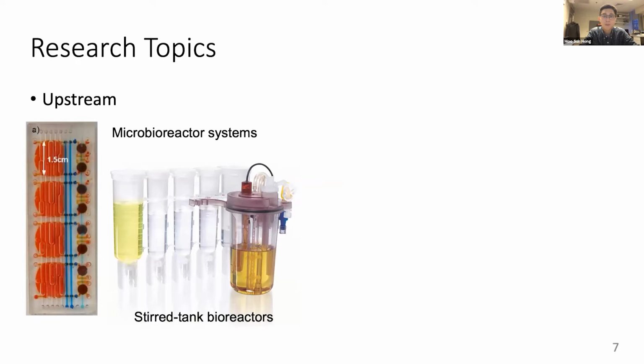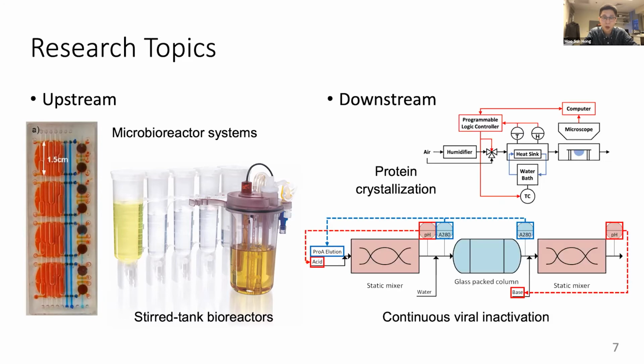So my research topics deal with the challenges related to these recent trends in biopharmaceutical manufacturing. They can also be divided into the upstream and the downstream. For upstream, I've derived mechanistic mathematical models and optimal control methods for multiple bioreactor configurations, including microbioreactor systems and stirred tank bioreactors. And for downstream, I designed and implemented laboratory systems for protein crystallization and the continuous Brown activation system. These systems were optimally designed and controlled based on the mechanistic mathematical models.